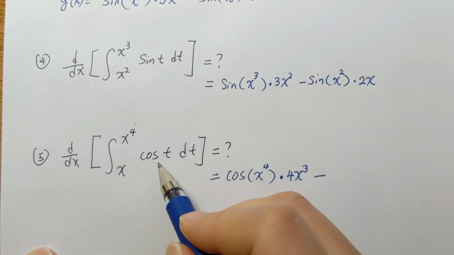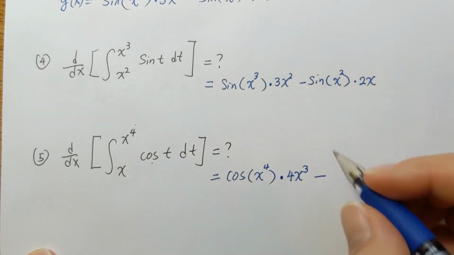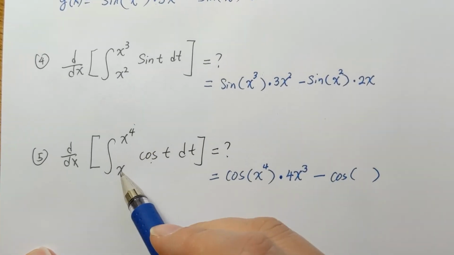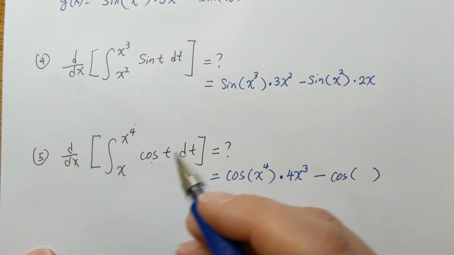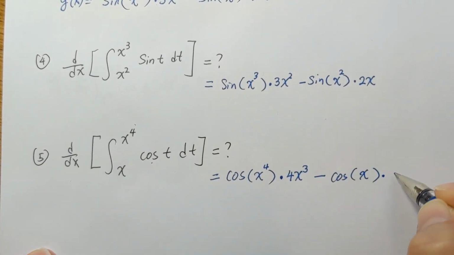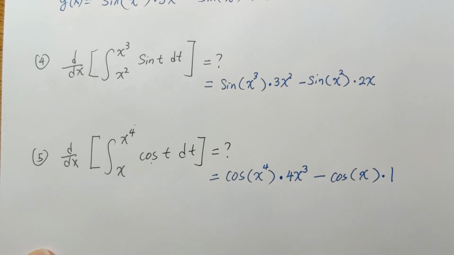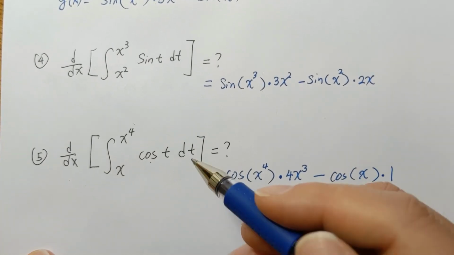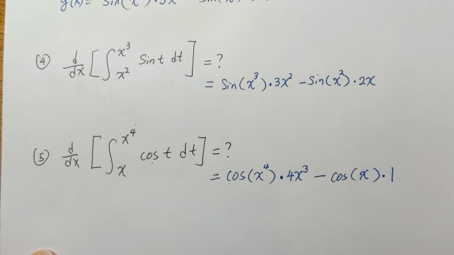And now subtract. You go back here, you keep the cosine, and then put parentheses to replace t. And now you go to the x over here. We put x and multiply by the derivative of x, which is 1. So we finished. Of course, you can simplify a little bit, but we're going to leave it like this.